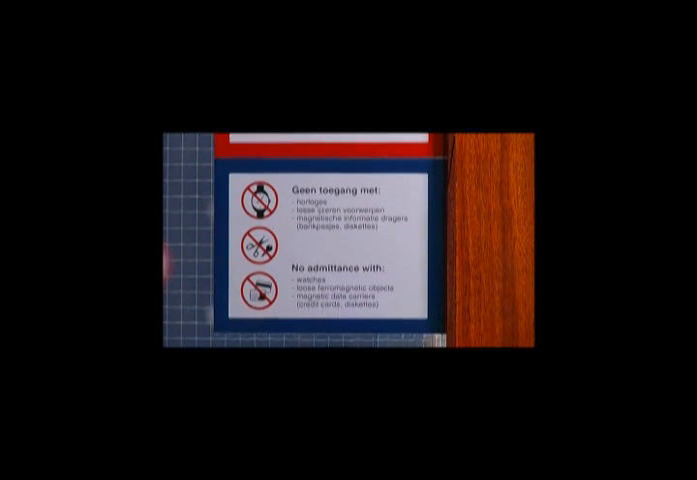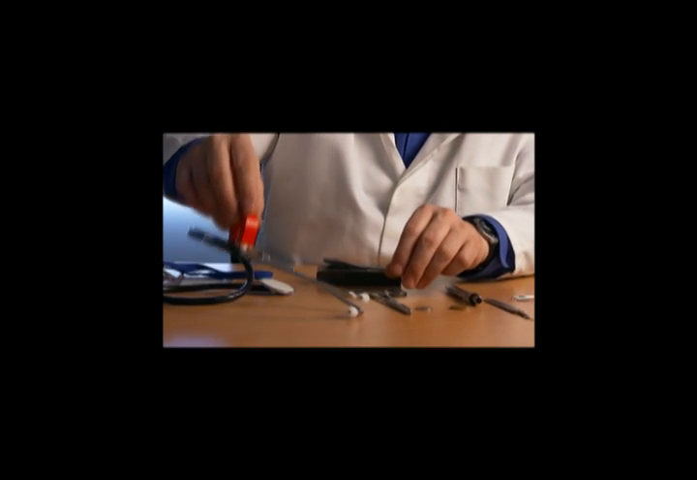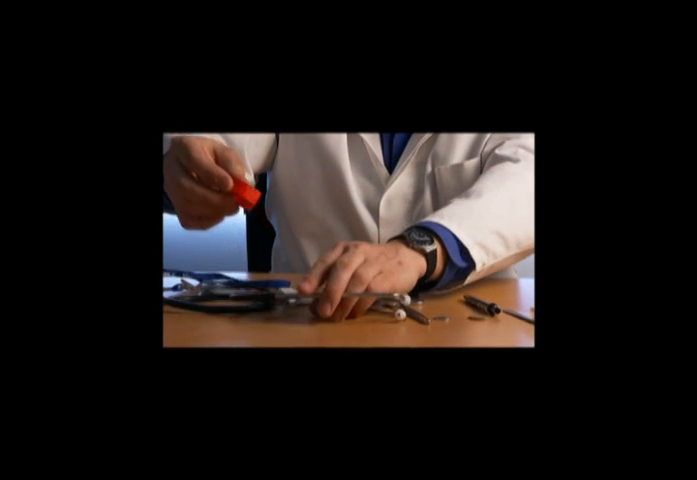Some common items that must never be taken into the MRI scan room include pulse oximeters, clipboards, stethoscopes, scissors, pagers, and pens.